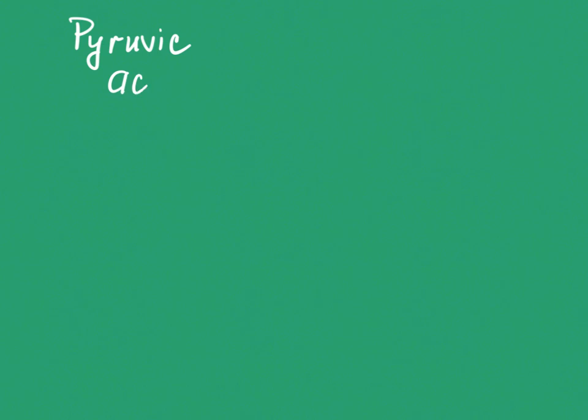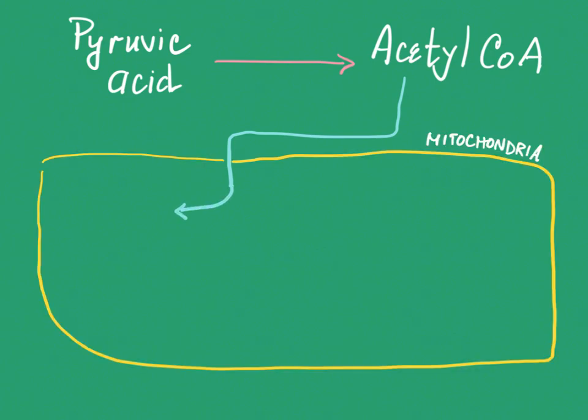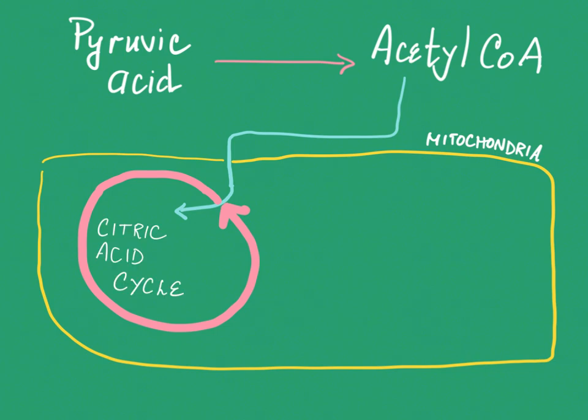If oxygen is available, then pyruvic acid is converted to acetyl-CoA. Acetyl-CoA is a very special molecule because it can enter the mitochondria. Once inside the mitochondria, the acetyl-CoA enters a cycle of reactions called the citric acid cycle. Inside the mitochondria, oxygen is available, and so all these reactions are said to be aerobic reactions.